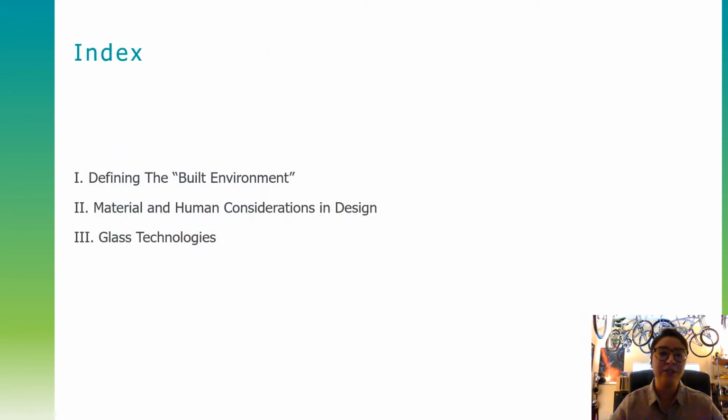So to address all these learning objectives, we're going to break this into three parts. The first part will define the built environment and describe its role in human health throughout history. In the second, we'll discuss material considerations and learn about antimicrobial glass technologies available today in the third.